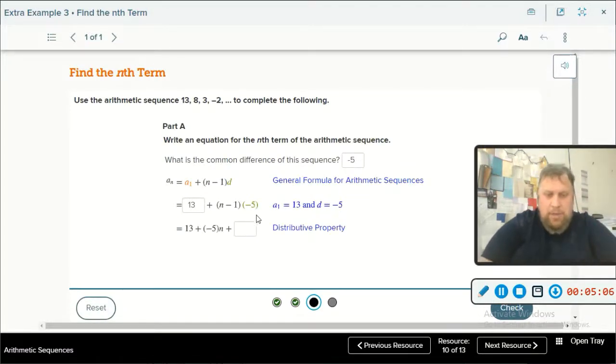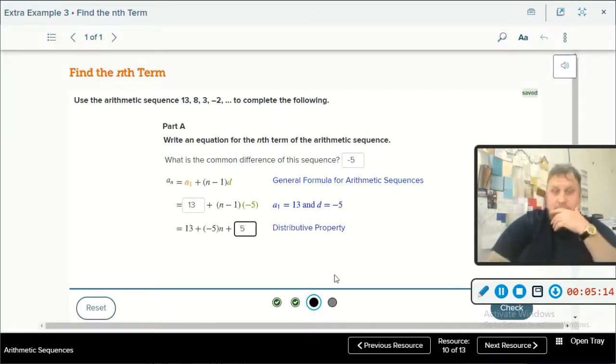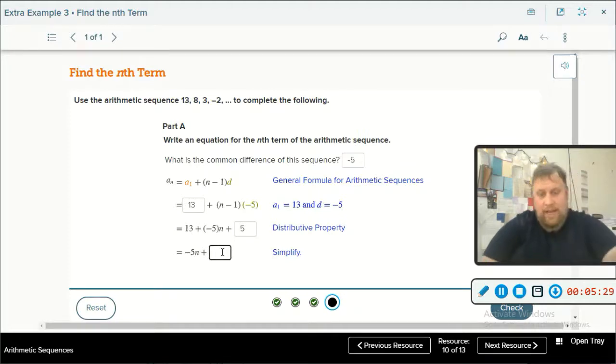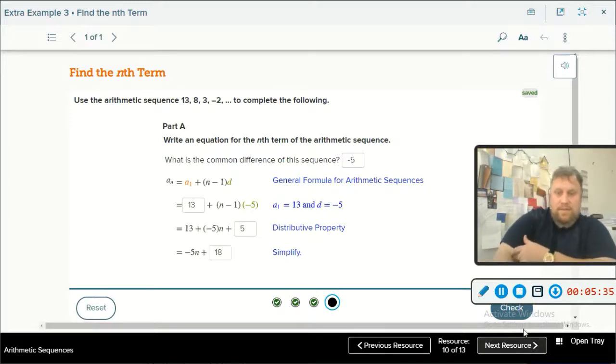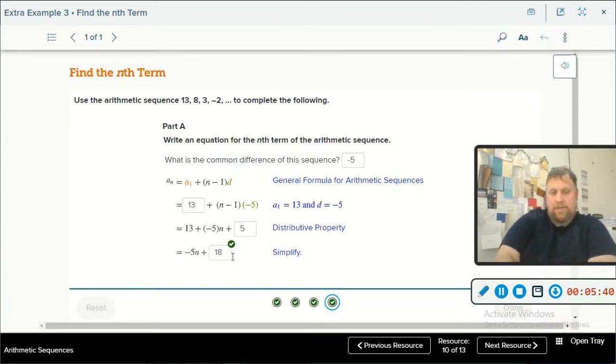Let's go to our next step. And now I'm going to distribute it. So negative 5 times n is negative 5n. Negative 5 times negative 1 is plus 5. And then last but certainly not least, we're going to rearrange this. We're going to put the negative 5n in first, and then 13 plus 5 is 18. Awesome. You see right there, negative 5n plus 18. Good job. You know I got to reset this.